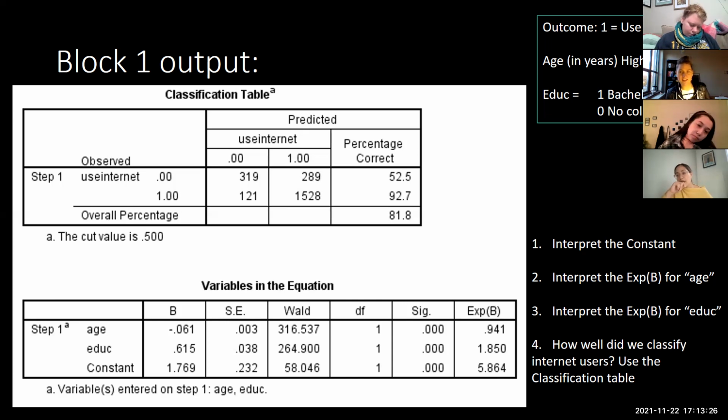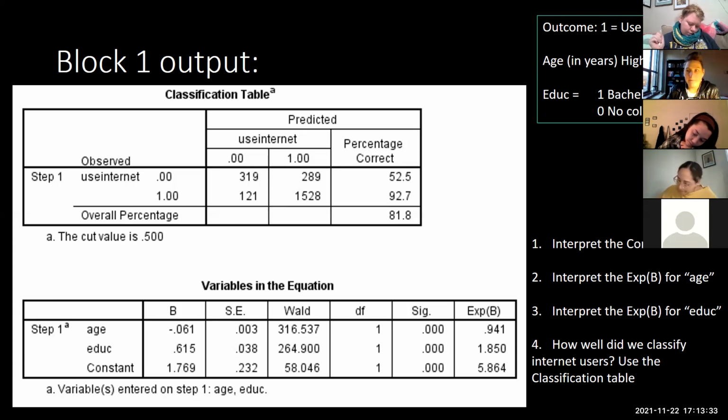That's Tiffany. Can you read yours for me, Tiffany? For the group so that we can all hear it? Oh, for the constants, right? The possibility of using the internet for someone who does not have a college degree and who is 0 years old is 5.8 times the possibility of not using the internet. Yes, exactly.